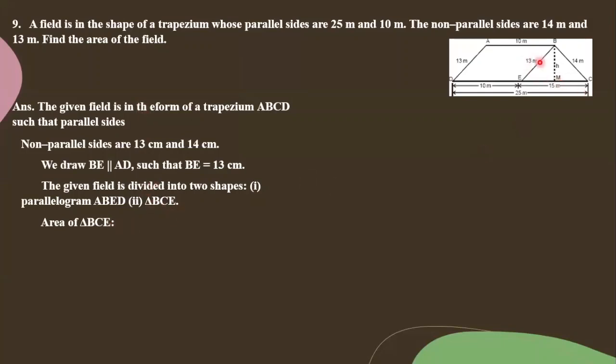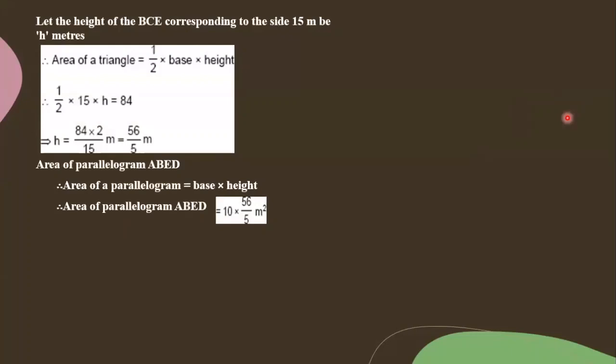So first we need to find the area of this triangle, children, by using Heron's formula: root of S into S minus A into S minus B into S minus C. What's the perimeter of this triangle? 13, 15, 14 gives 42 meter. So the semi-perimeter is 21 meter.